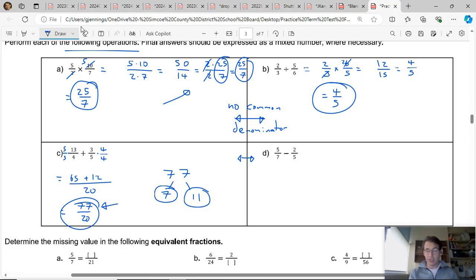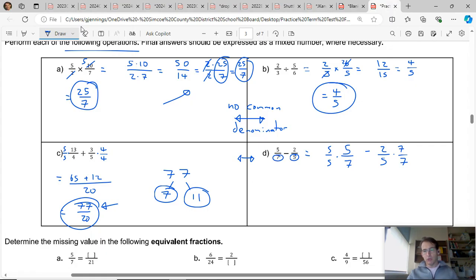It obviously doesn't, so you can't cancel. Over here, same thing. So this is equal to 5 on 7 multiplied by 5 on 5. I got that number 5 there. And then I'm going to subtract 2 on 5 multiplied by 7 on 7. I got that number there.